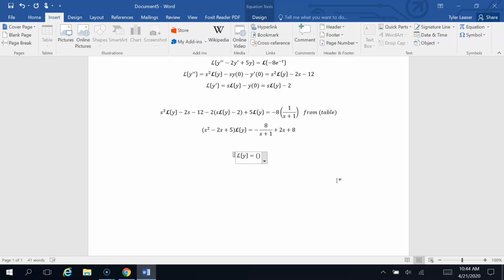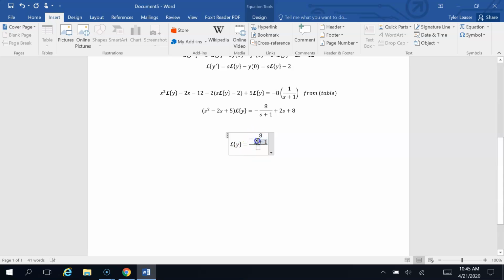So we're going to have a fraction. My numerator is going to be what's already over there, the negative 8 over s plus 1. Oh, that's a 2, not an, oops. 2 should be an s. Plus a 2s plus an 8, so that's all in the numerator, and then we have the s squared minus 2s plus 5 there in the denominator. And we have to clean this up because this does not match anything over there in our table.